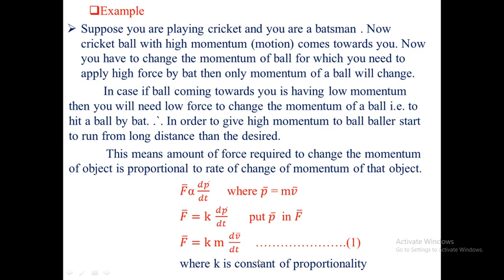Constant of proportionality. Now we can take this constant, that is k, as unity by defining the unit of force which produces unit acceleration in a body of unit mass. This means if we are taking k as 1, that is unity, then there will be a unit force which produces unit acceleration in a body of unit mass, means everything will be in unity.